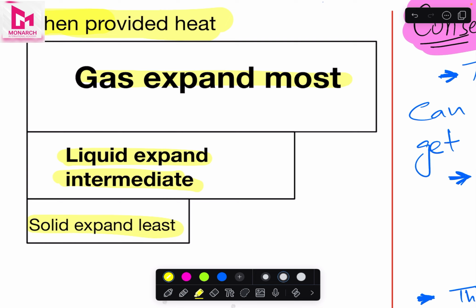This expansion is because of the binding energy. Solids have maximum binding energy, so it's very hard for them to expand. And gases are freely moving, they have negligible or no binding energy, so they can easily expand.